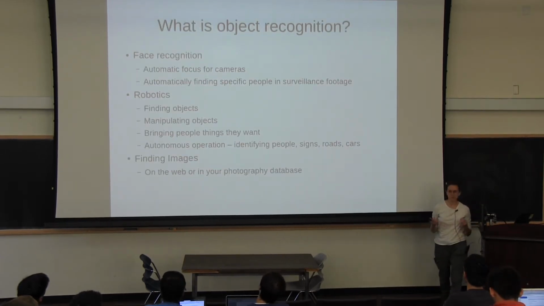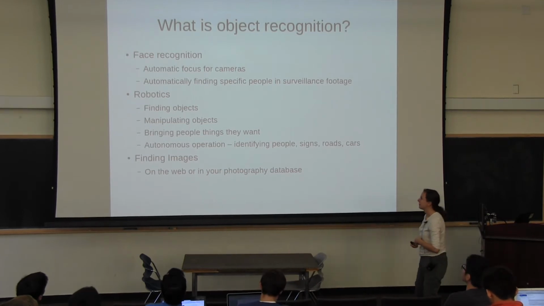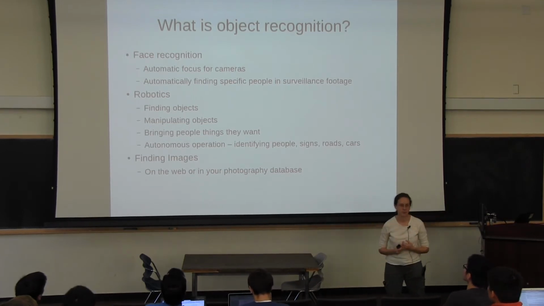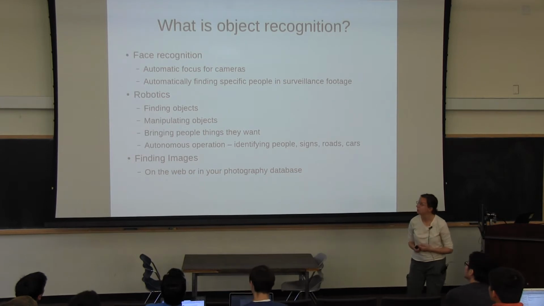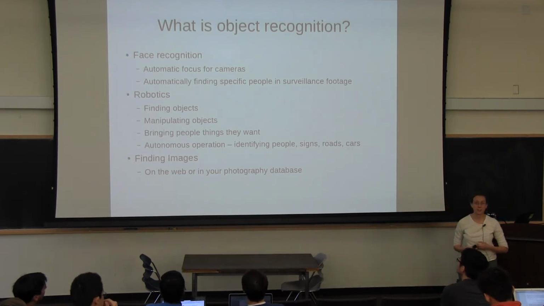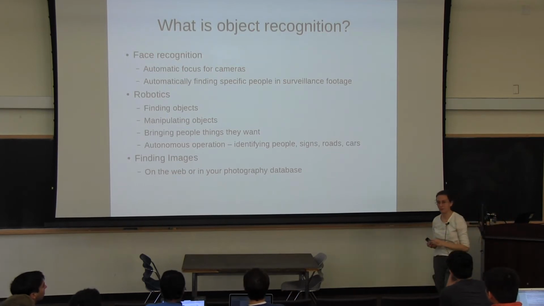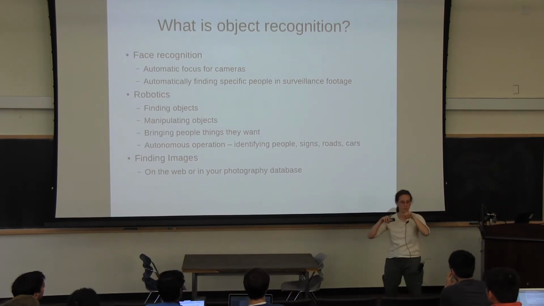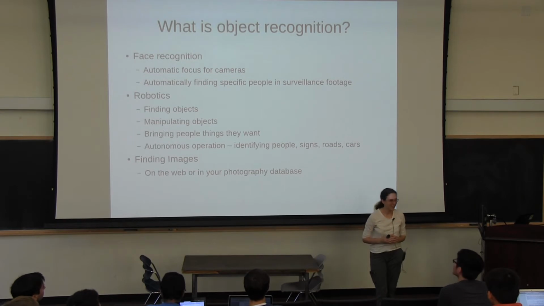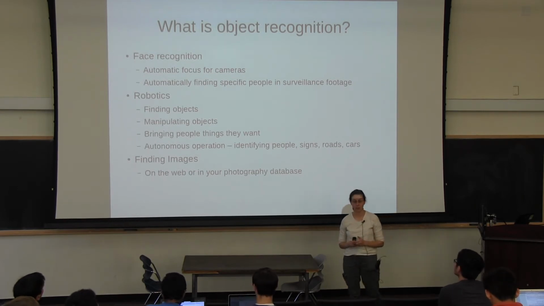So this is sort of a summary of different types of problems that fall under object recognition. A big one is face recognition. Like, who has a camera with automatic focus? A lot of them do these days, right? So what are they doing when they do that? You've seen them draw a little box around your face? Yeah, so we have really good face recognition now.